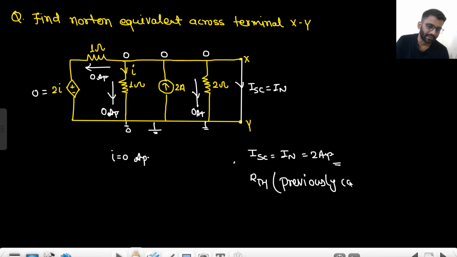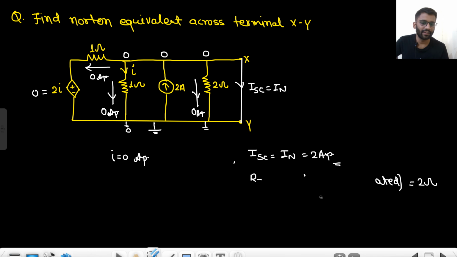Previously calculated. Okay. So I don't need to calculate it again. So the value we get is 2 ohm. Because if we put VDC here and get the IDC out of it, you will get the ratio of VDC by IDC. That will be 2 ohm only. Shall I do it again? Okay, I will do it again.